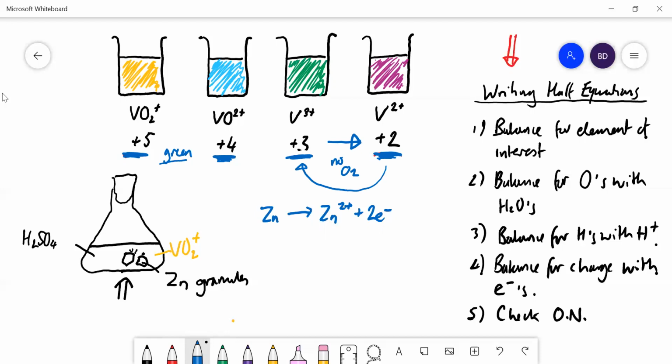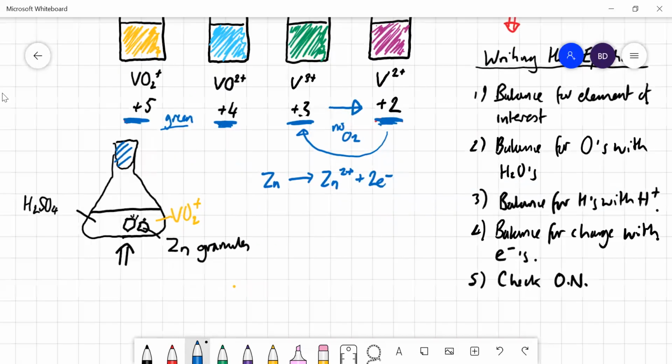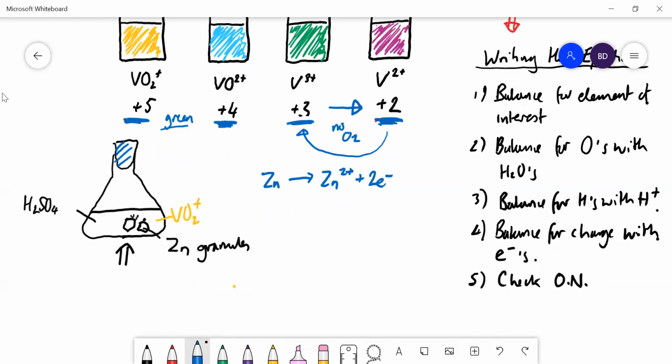If you look at the redox potentials, as we've done, oxygen is a strong enough oxidizing agent to turn V2+ into V3+. So that's why you need the cotton wool in the flask here to keep the oxygen out. All right, so let's write some half equations for that then.